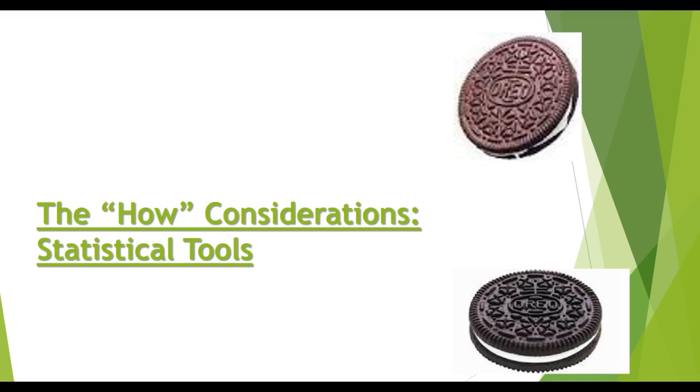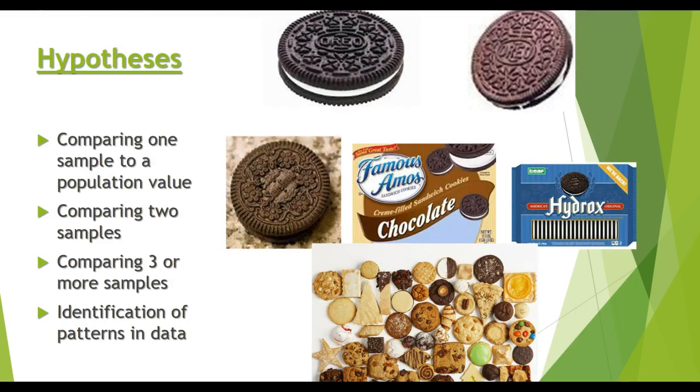So when we think about the considerations of the statistical tools, we need to take a look at our hypotheses. Are we comparing one sample to a population value? That would be a population t-test. Are we comparing two samples? If we're comparing two samples, that's our t-test. If we're comparing 3 or more samples, that's an analysis of variance. If we're looking for identification of patterns in data, those are typically hypothesis-free types of tests. We need to know that in advance.